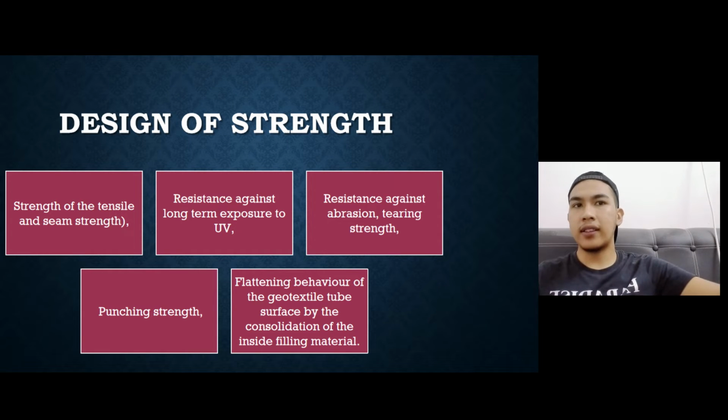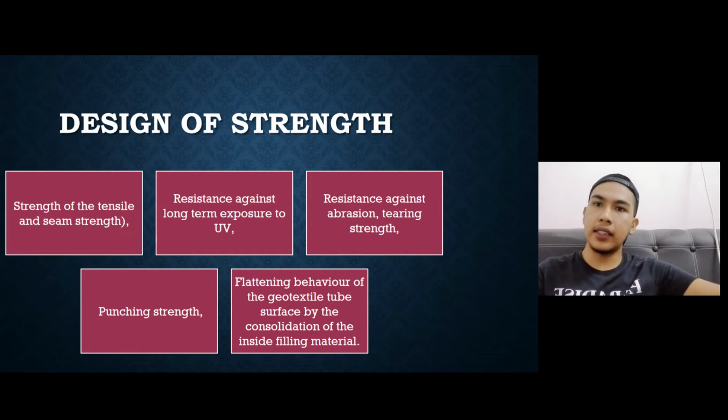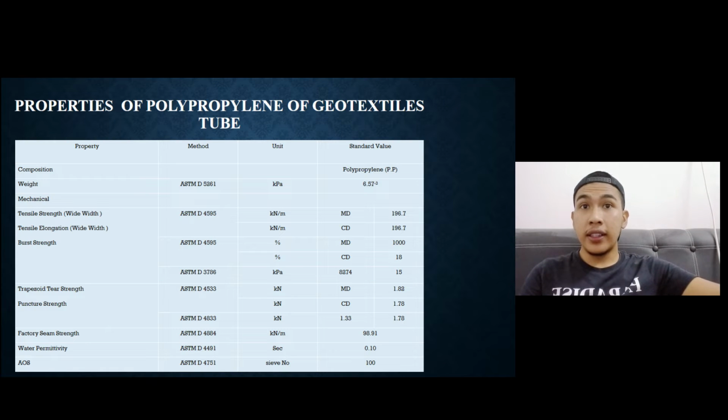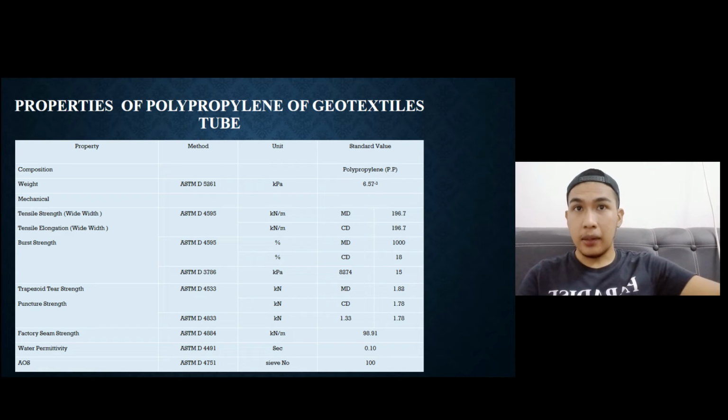The last one is flattening behavior, which is the flattening of the geotextile tube surface caused by consolidation of the inside filling material. The last one is the properties of polypropylene geotextile tube. The properties include composition, weight, mechanical properties, tensile strength, tensile elongation, and burst strength. This table expresses in more detail the parameters of the properties. So that's all from me. Thank you.